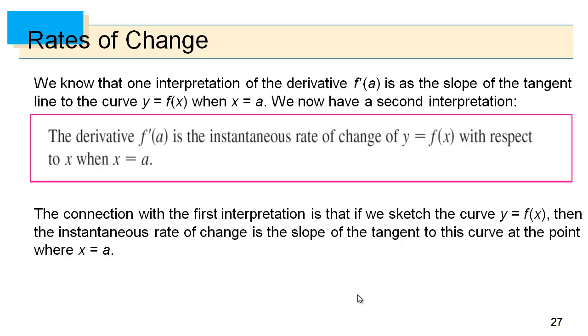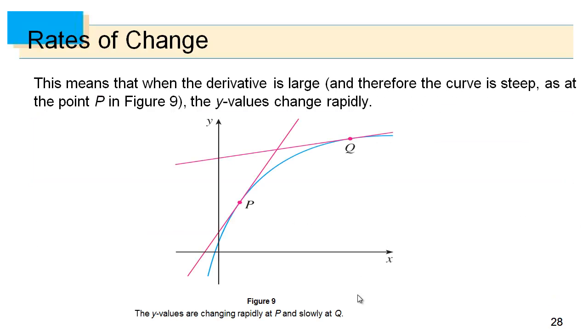So therefore, we now know that the derivative f prime of a is the instantaneous rate of change of the function with respect to x when x equals a, i.e., the derivative gives us the instantaneous rate of change of the function at that point. This just means that when the derivative is a large positive number, we have a very steep curve, as we can see at point P. But when we have a derivative that's very small, close to 0, we get a shallow curve.